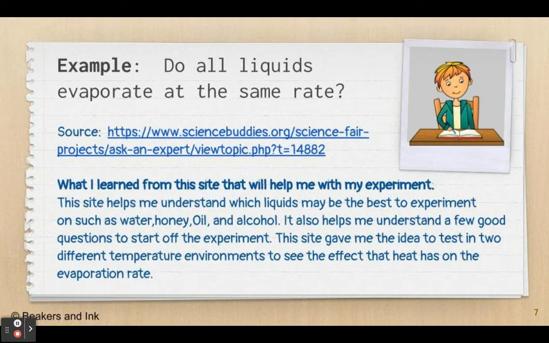So, for example, if I was looking at the question, do all liquids evaporate at the same rate? I looked at this source, and something I learned directly related to my experiment was this site helps me understand which liquids may be the best to experiment on, such as water, honey, oil, and alcohol. It also helps me understand a few good questions to start off the experiment. This site gave me the idea to test in two different temperature environments to see the effect that heat has on the evaporation rate.